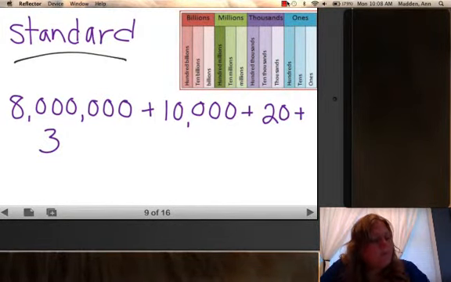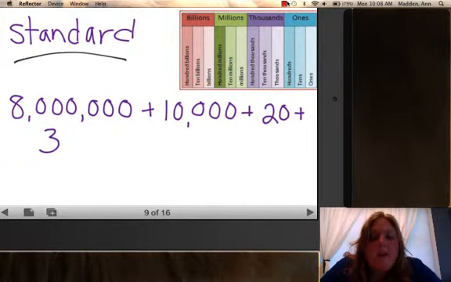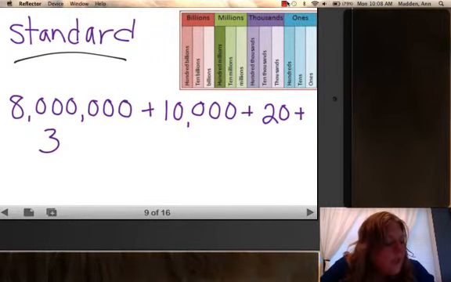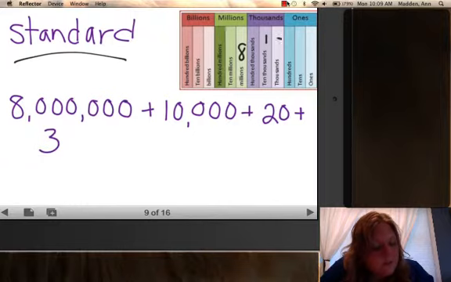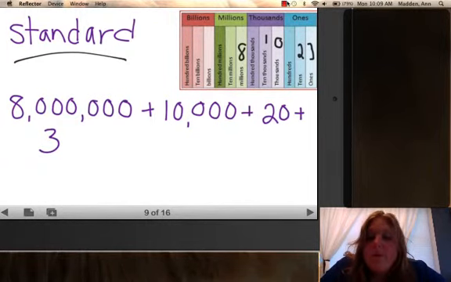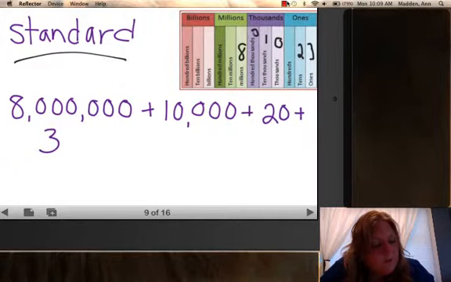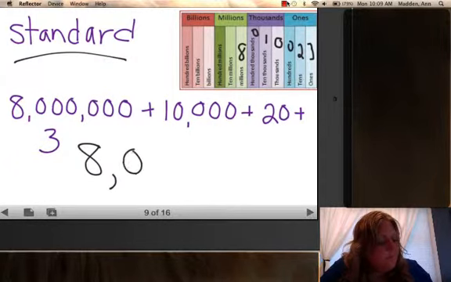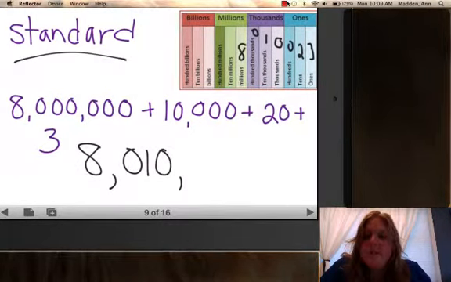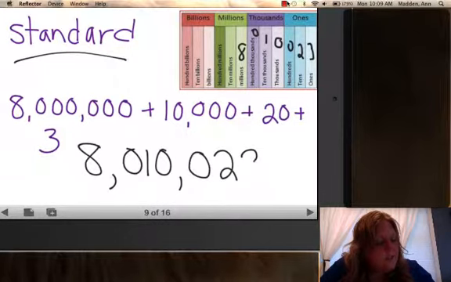Last one here, I believe, of the standard form. Now I've got 8 million plus 10,000 plus 20 plus 3. So the 8 goes in the million spot. The 10 goes in the 10,000 spot because it's 10,000. The 20 goes in the 10 spot. And the 3 goes in the 1 spot. Now don't forget those place value holders of 0. So your number would be 8 million, 10,000, 23.